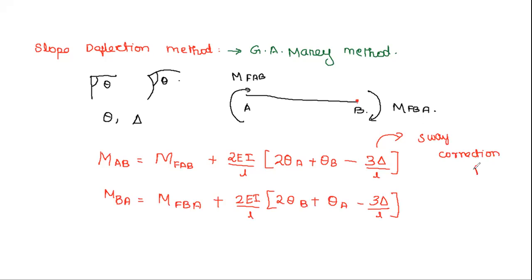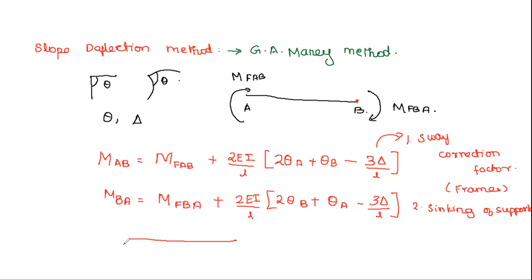Or else we can say sinking of support. First is sway, which is in terms of frames. In case of a continuous beam, there will be sinking of supports. So when there is sinking of supports, there we will use this slope deflection equation.